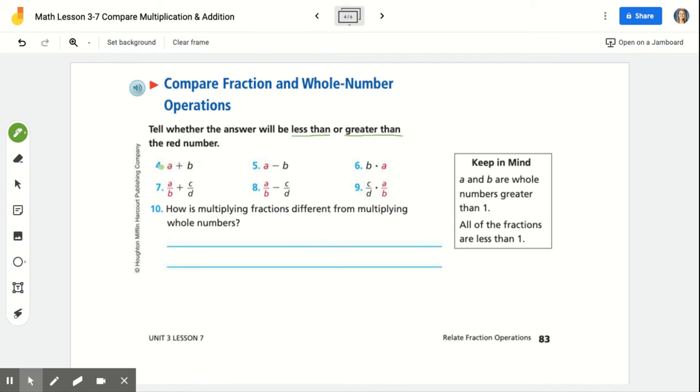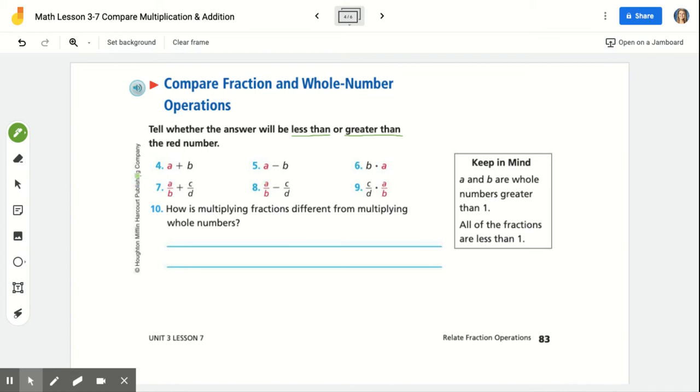And I'm already previewing it. Numbers 4 through 9, they have all these letters here. Those letters can be replaced by numbers. We call those variables. And why we use variables in math is that these letters can be replaced by any number and it will follow the same rule. So then over here in the box it says, keep in mind A and B are whole numbers greater than 1. And all the fractions are less than 1. So we'll deal with the fractions in a moment.